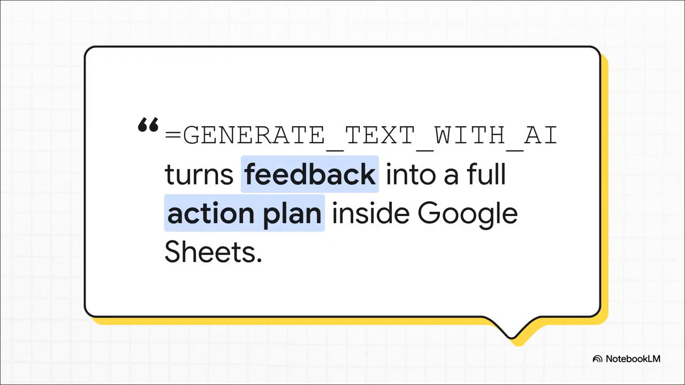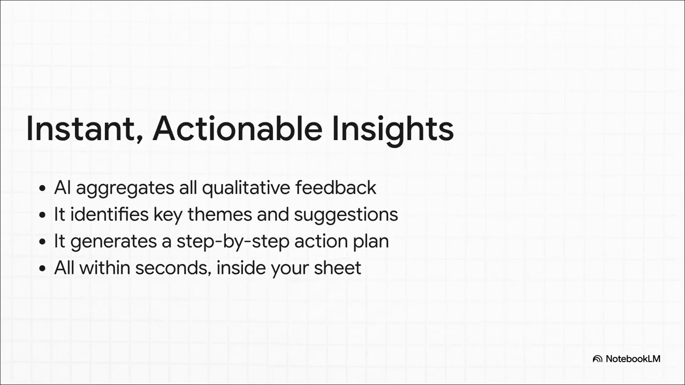Well, inside Google Sheets, there's a new function that pretty much works like a magic spell. You just type this command, point it at all that messy feedback, and tell it exactly what you want it to do, like, give me a full action plan. And just like that, the AI reads through every single comment, it identifies the main themes, and it actually generates a concrete step-by-step plan for you to follow. What used to be hours and hours of manual work now takes seconds. And it all happens right there, inside your spreadsheet.